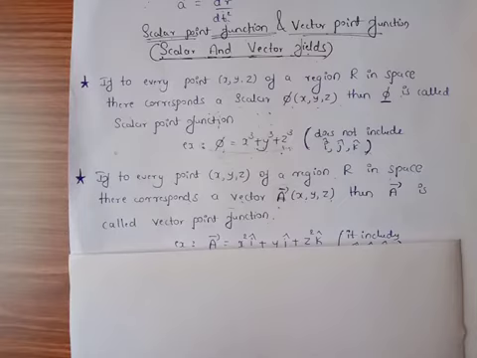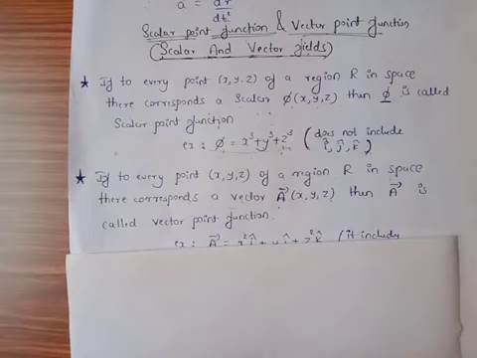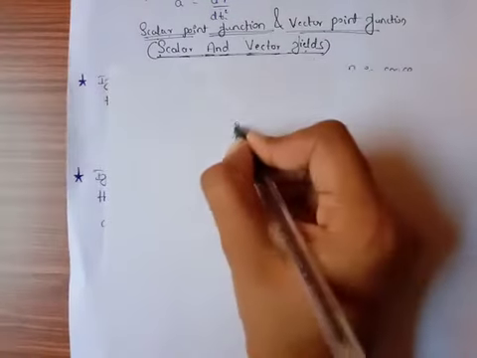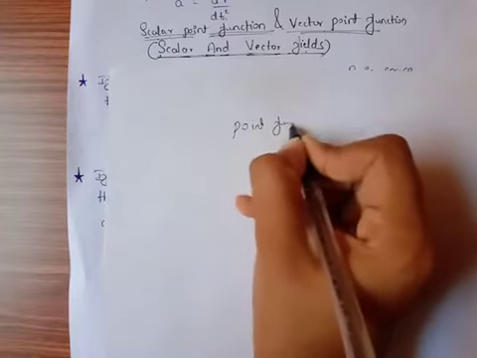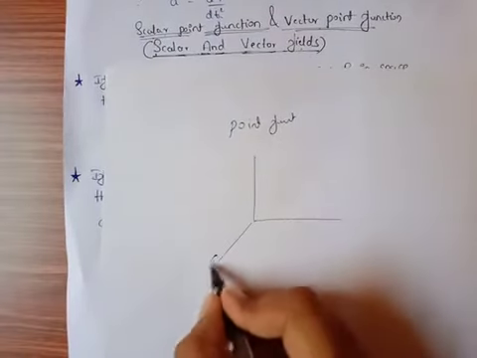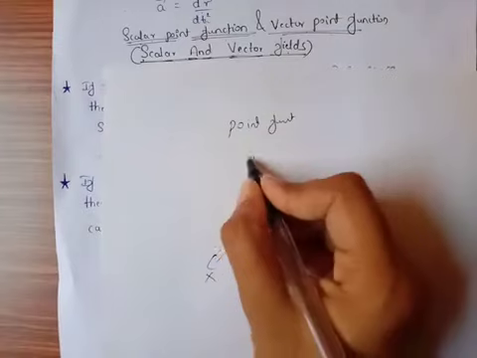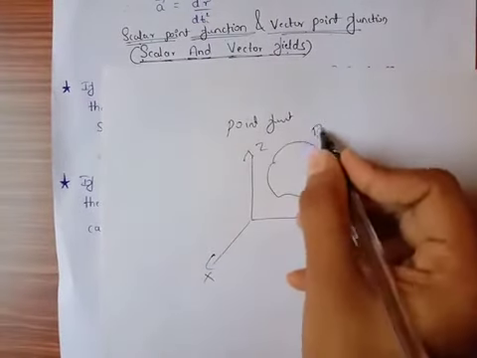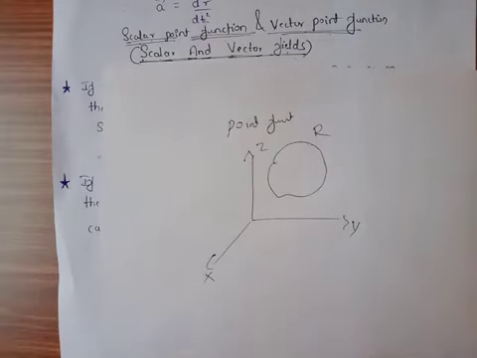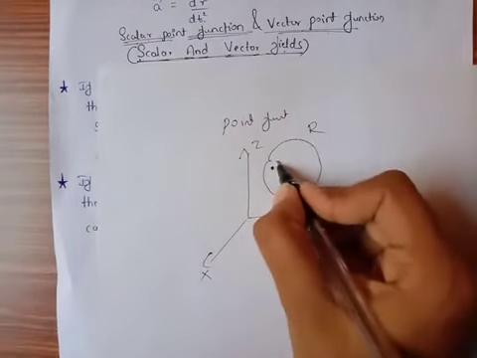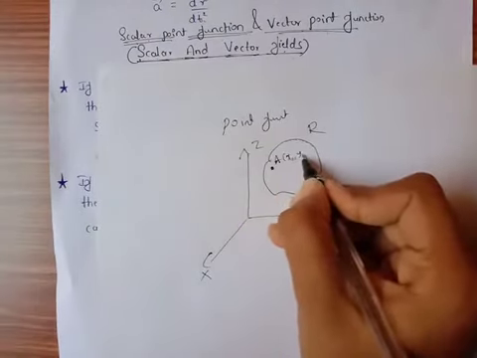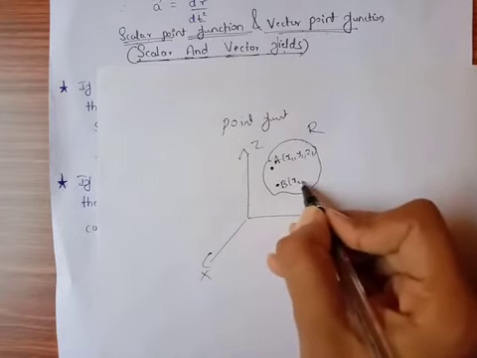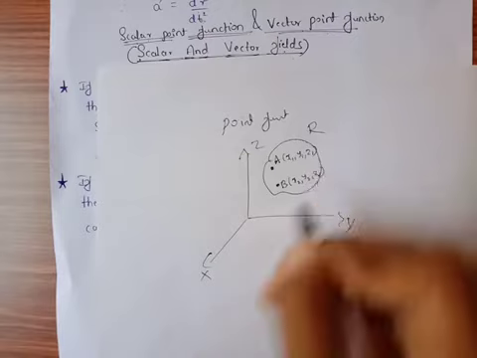Before studying scalar and vector point functions, let us see the meaning of a point function. Consider a three-dimensional space with x, y, and z. In this space, consider a region R. In this region R, consider a point A with coordinates x1, y1 and z1, and another point B with coordinates x2, y2 and z2.